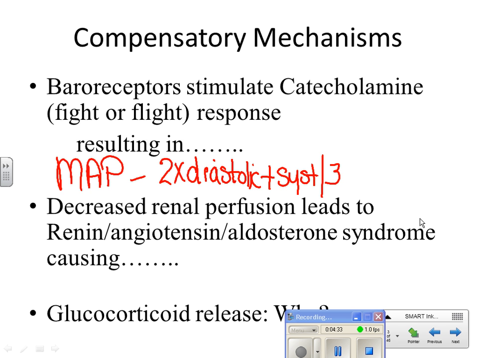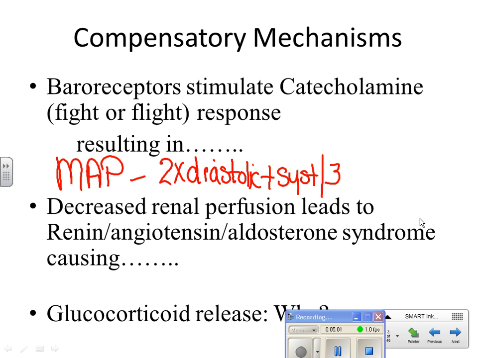Now that same patient goes down to 80/40. What's the mean arterial pressure now? 2 times the diastolic is 80, plus 1 time the systolic is 80, 160 divided by 3, and that gives us 50 something, right? So we got a problem. So when that mean arterial pressure happens, we've got the catecholamine fight or flight response. The sympathetic nervous system kicks in.